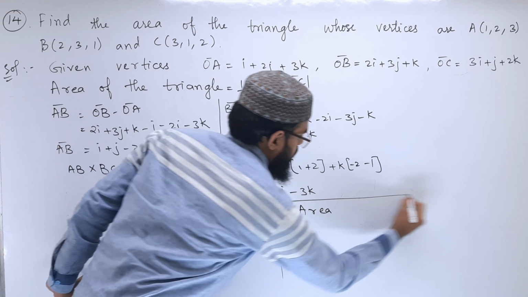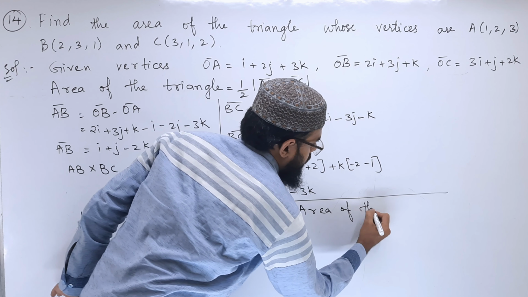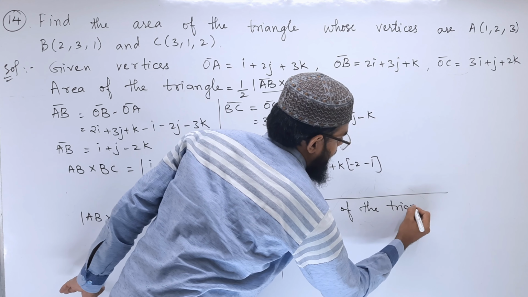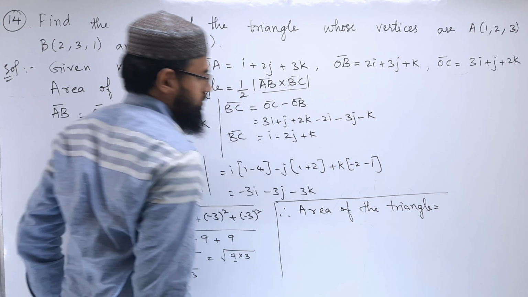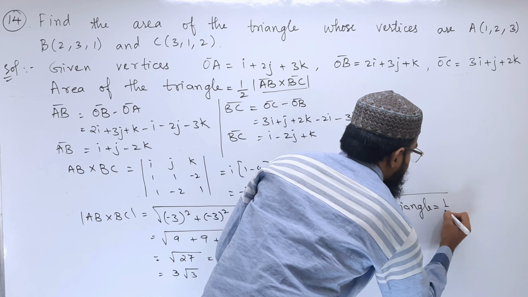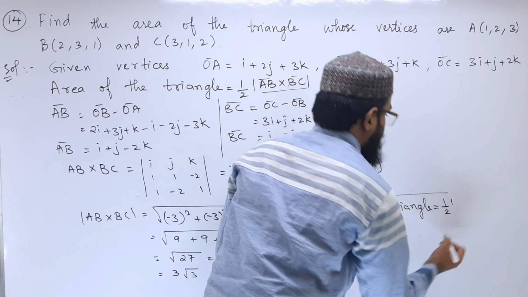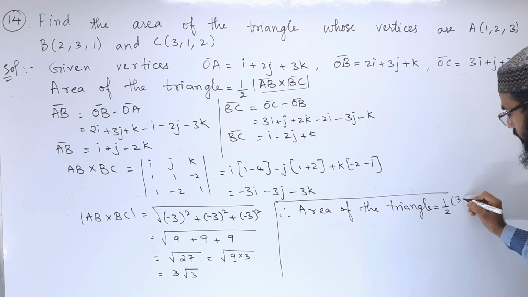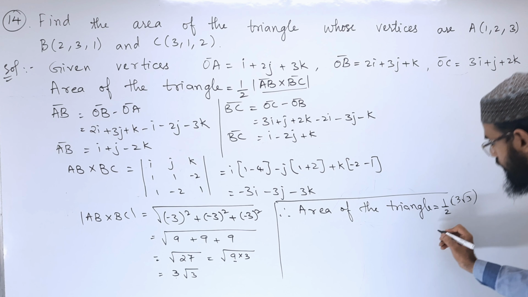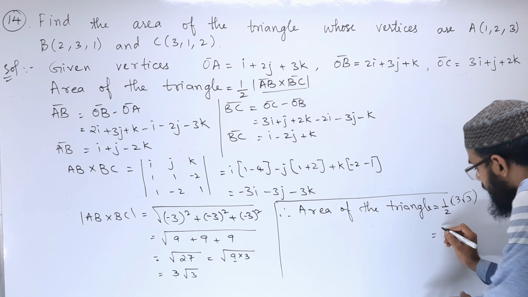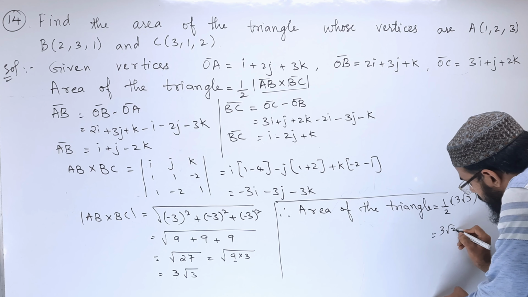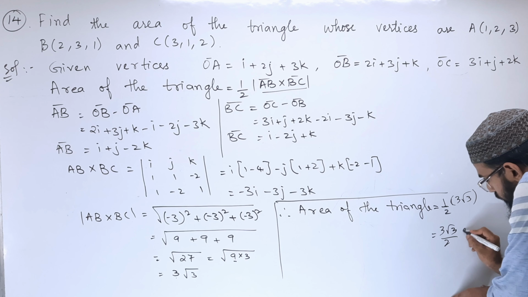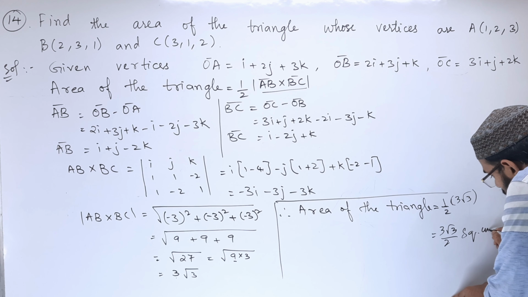So therefore, the area of the triangle is equal to half into 3 root 3. So half of 3 root 3 is 3 root 3 by 2 square units.